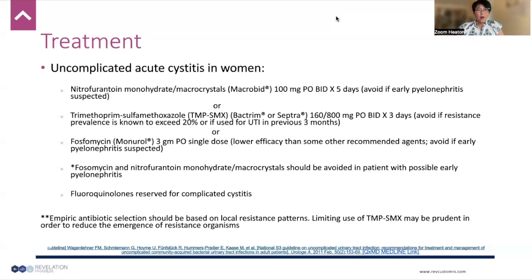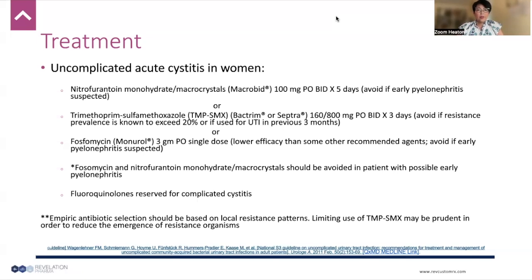Fosfomycin or Monurol, 3-gram single dose. Lower efficacy than some of the other recommended agents. Avoid if early pyelonephritis is suspected. And some side effects seen with fosfomycin: headache, nausea, vomiting, diarrhea, vaginal pain, itching, and discharge. Fosfomycin and nitrofurantoin macrocrystal should be avoided in patients with possible early pyelonephritis, and fluoroquinolones are reserved for complicated cystitis.